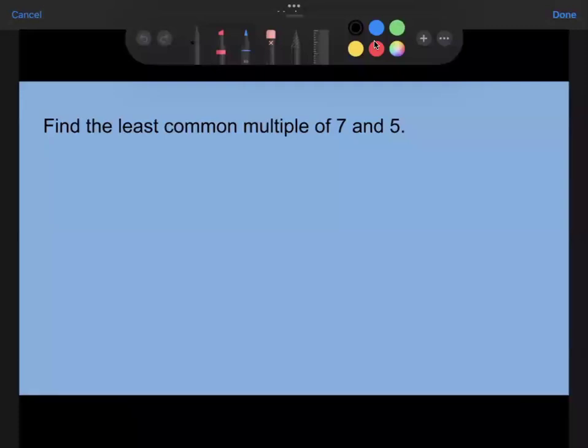Okay, so let's walk through some practice problems. For this one, we're looking for the least common multiple, or LCM, of 7 and 5. So I'm going to put 7 over here and 5 over here. So here's the first method where I just make multiples of the larger number and see what 5 can multiply and become. So 5 cannot be multiplied to become 7.